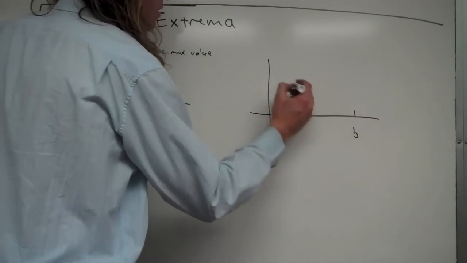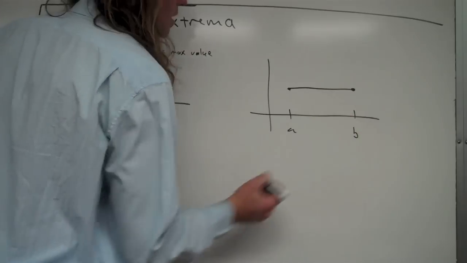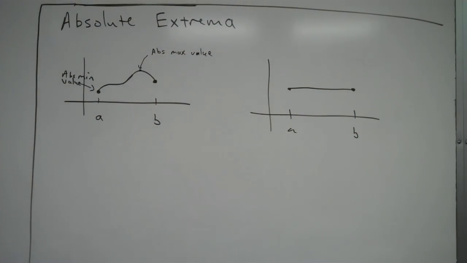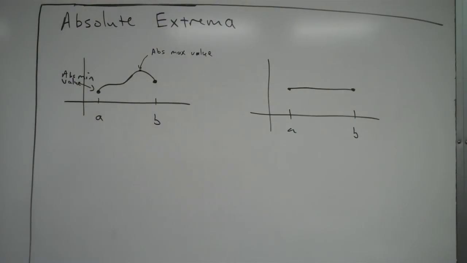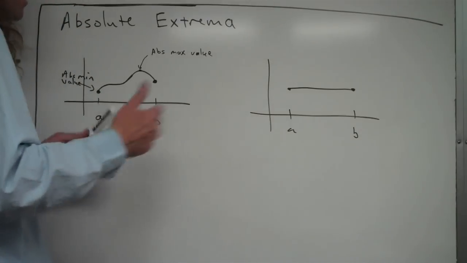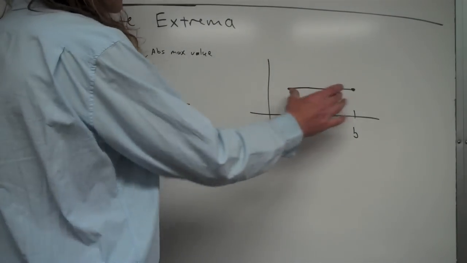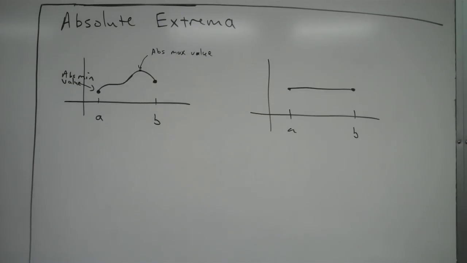One example that I like to show here is something like this. If you have a graph that is just a horizontal line from a to b, that's always a question that comes up. Is that an example of one that doesn't hold true? Well, it does actually. It's just that the absolute maximum value and absolute minimum value are the same number in that case. Let's say that's the line y equals 7. Then 7 would be the absolute maximum value and 7 would be the absolute minimum value.